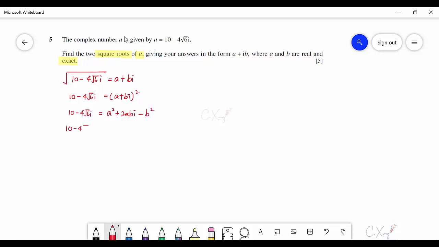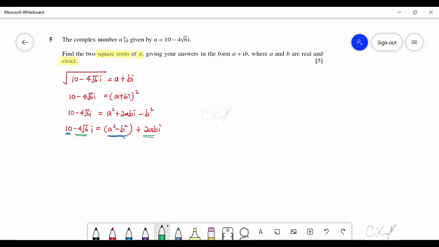Okay, so I try to compare the real part with the real part. The real part for this complex number will be a square minus b square. Then the imaginary part will be 2abi. I hope that you can see very clearly what I want to compare. This is the real part, the real number, and I will compare it with this. And the imaginary part is negative 4 square root 6, I will compare it with 2ab.